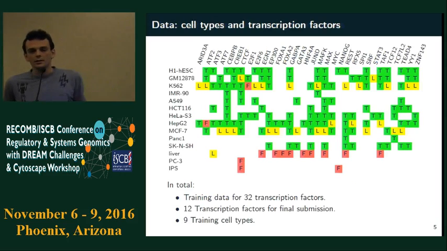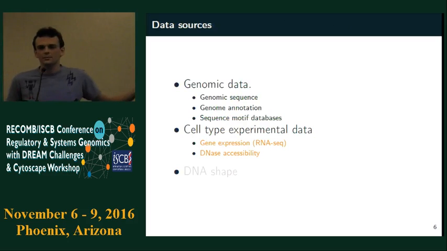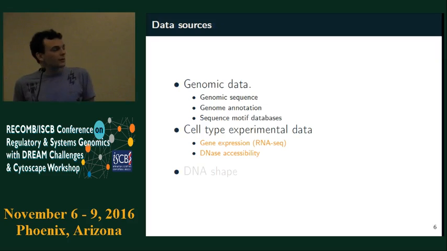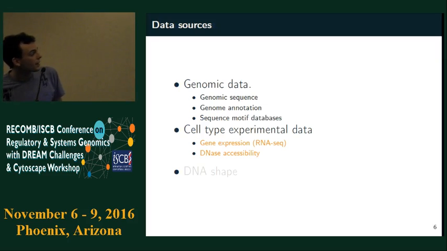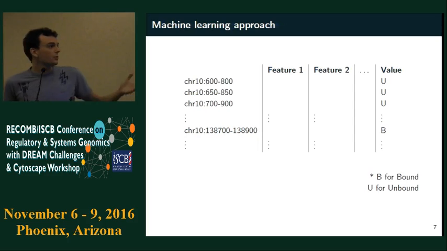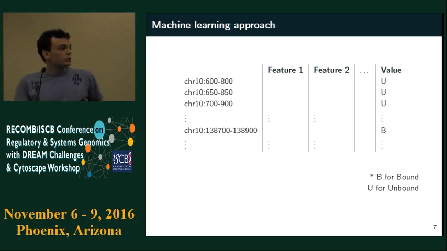So this is our data. And what's important here is that for most transcription factors, we had multiple training data sets. This is data provided by the organizers that we're allowed to use: experimental data, RNA-seq, DNA accessibility. We didn't use DNA shape in our solution. We believe it's captured by our motifs. And that's it. We used a machine learning approach, so we describe each interval with a number of features. It's a binary classification problem. And in the end, we use XGBoost, the extreme gradient boosting framework, for doing machine learning.